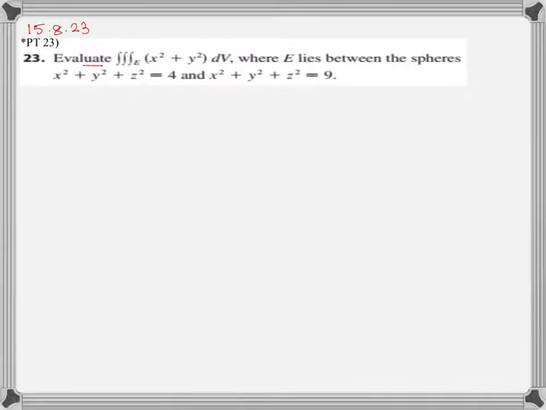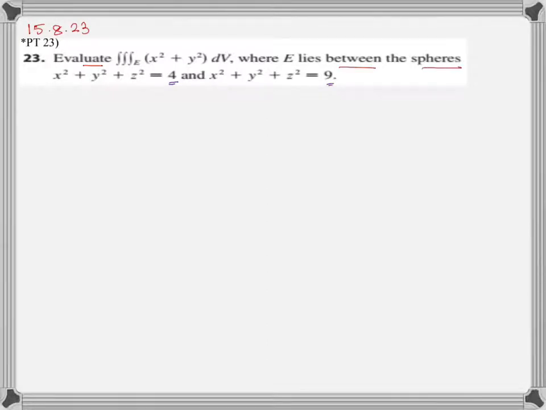So in this problem, we are evaluating the given integral over the solid, where the solid lies between two spheres. One has its center at the origin and radius equal to 2, because this is radius squared. The second has its center at the origin and radius equal to 3.